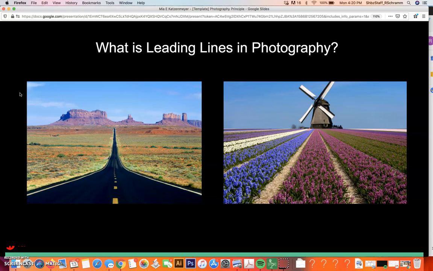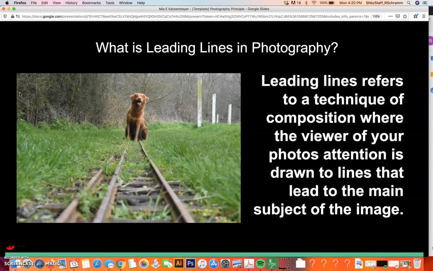So if you look on the left side, the road leads you to the canyons in the background. The one on the right, the spaces between the flowers, is leading you up to the windmill. So the idea of pulling your eye through the picture. It can actually lead to your subject. So in this case, the dog, the railroad tracks are leading you right to the subject.